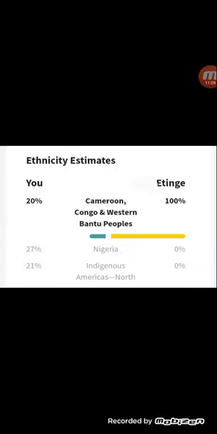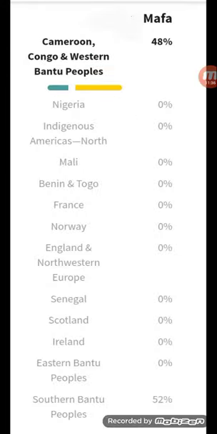This one's another 100% from Cameroon and Congo. I don't know the tribe within Africa. If you do know, help me out. This one is 48% Cameroon and Congo, 52% Southern Bantu peoples. This one's from Zimbabwe, the Ndebele tribe. Also mentioned that he descends from Shaka Zulu.